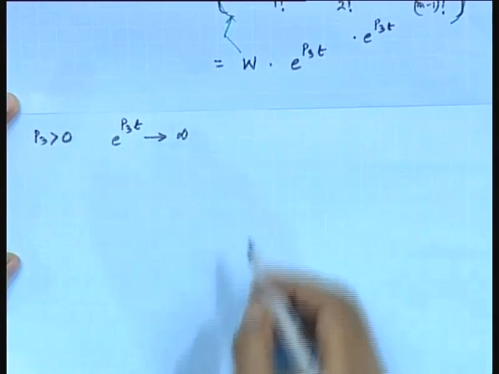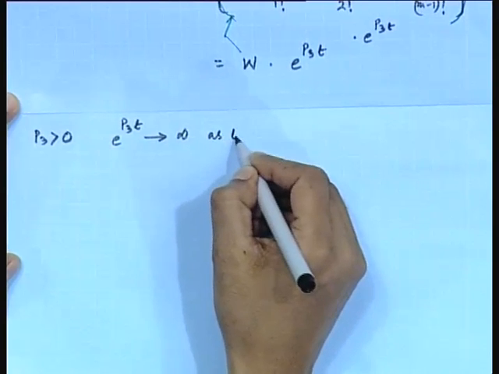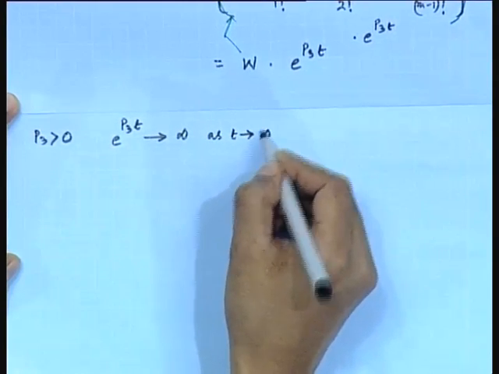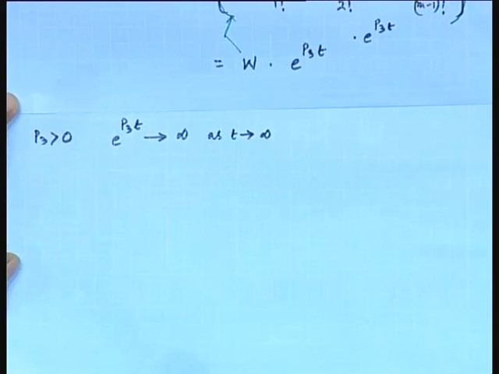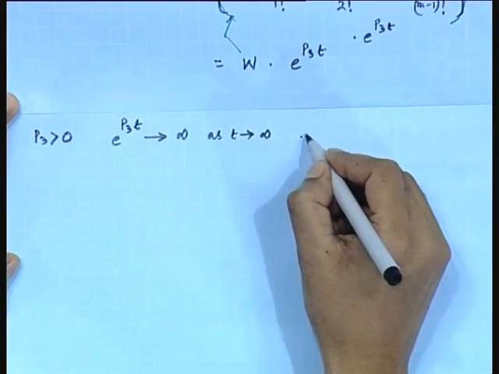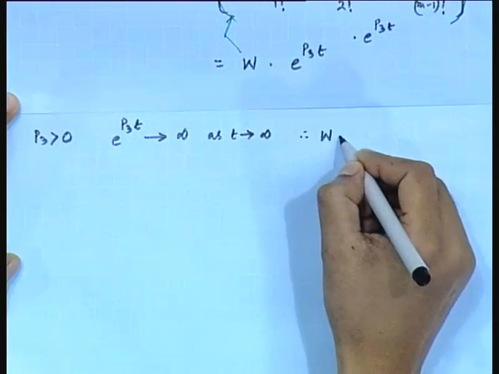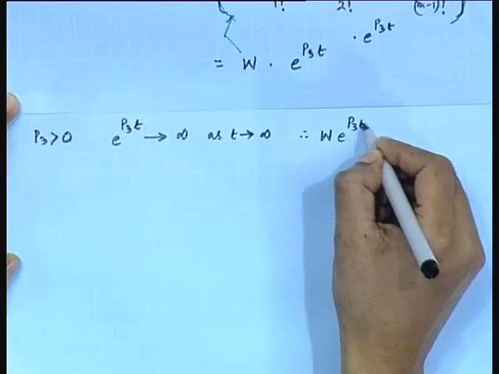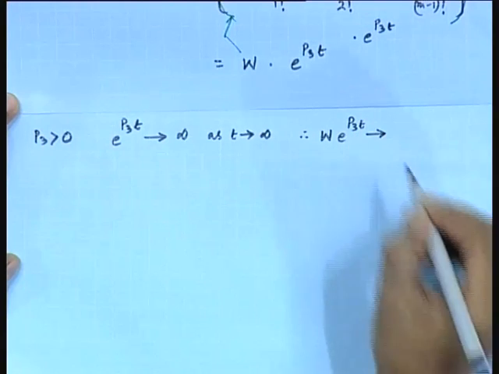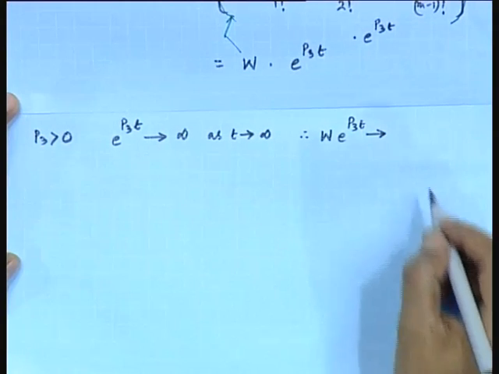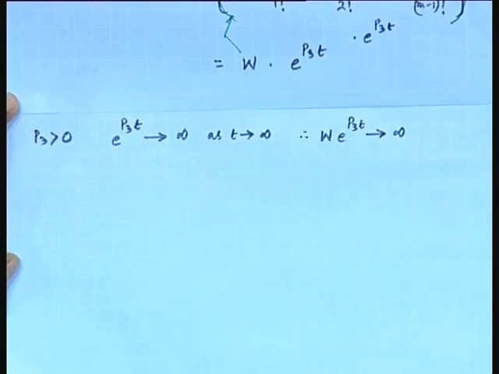Agree? As t tends to infinity, what about w multiplied by e to the power P3 t? It tends to infinity. That means again an instability problem is there, because the system response is going to infinity.